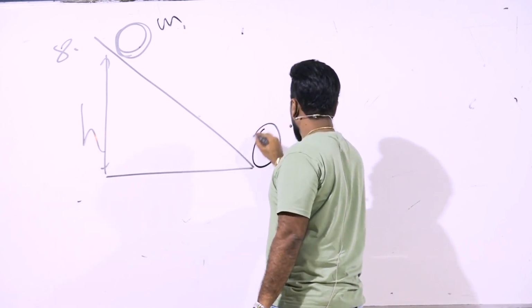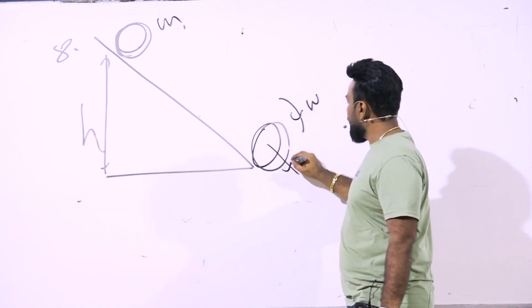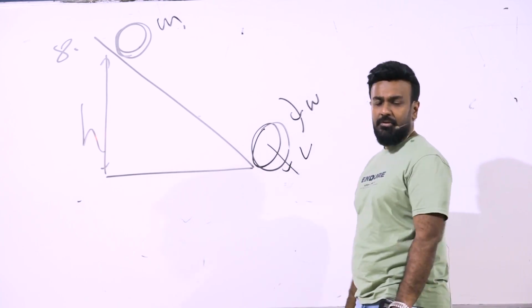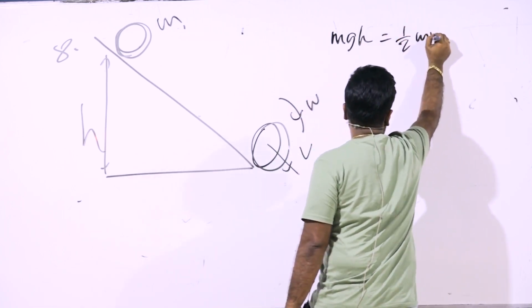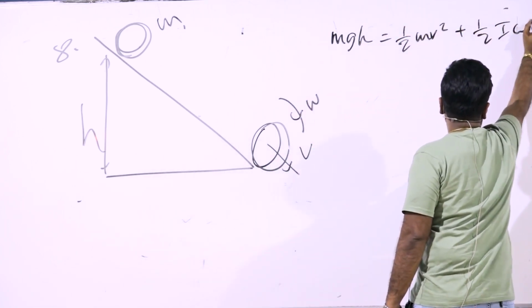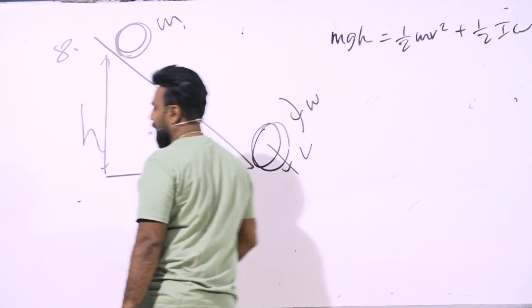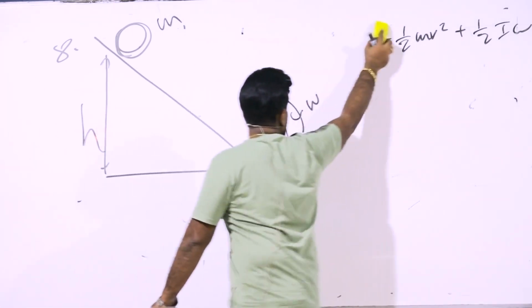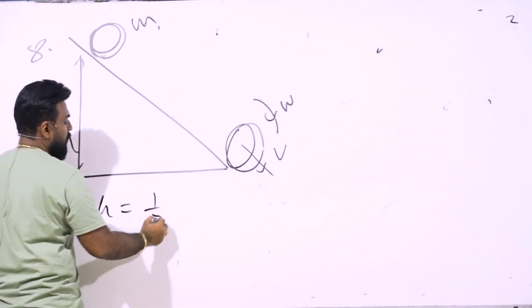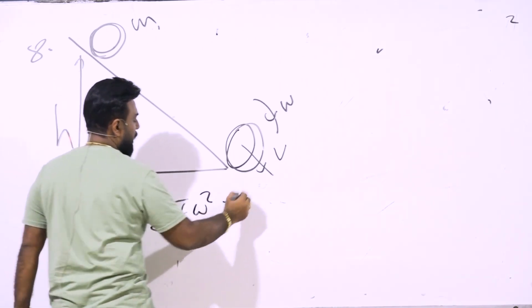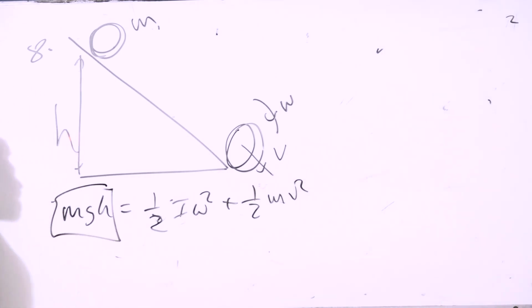Finally, that gravitational potential energy is converted into rotational kinetic energy and translational kinetic energy. So here, mgh equals half mv squared plus half I omega squared. If you consider, I'm writing it here, mgh equals half I omega squared plus half mv squared. So for all the objects, mgh is the same.